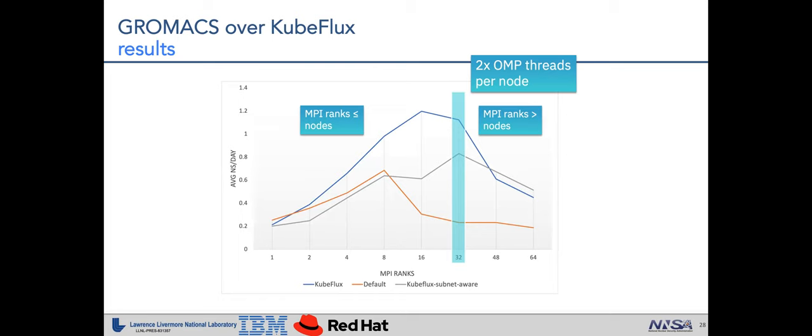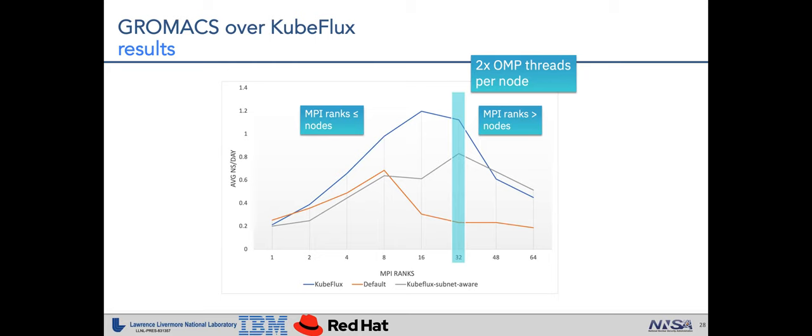So, to read the graph better: on the x-axis, we have the number of MPI ranks. On the y-axis, an average of the number of simulations a day. The KubeFlux vanilla one is the one in blue. The KubeFlux with subnet awareness is the gray line, and the default scheduler is the orange line. The higher, the better. And we marked 32, more or less, which is where we start to map more than one MPI rank per node.